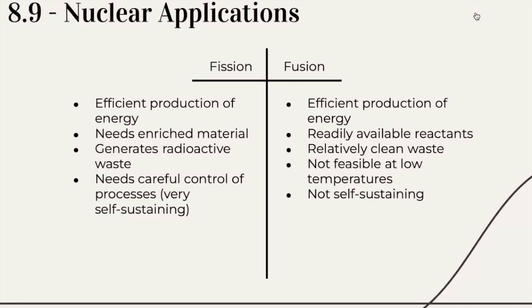Nuclear fission is splitting a larger nucleus into smaller nuclei, while nuclear fusion is combining 2 or more smaller nuclei to form a larger nucleus. This chart really compares and contrasts.